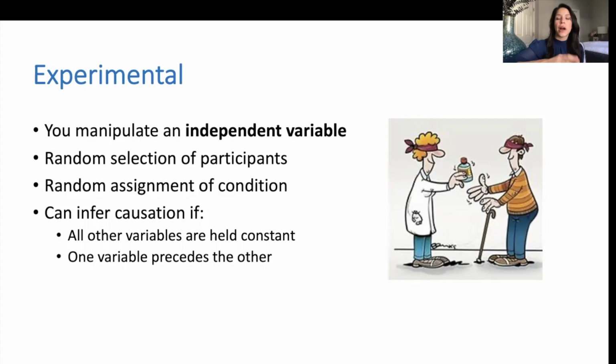So in addition to having a dependent and an independent variable, your experimental design would also randomly select participants, so you don't have a bias in your sample. It would also assign them randomly to conditions, so you're not choosing maybe kids that are already smarter for one condition versus the other. And then you want to make sure that you are measuring all of the other variables that might influence children's vocabulary.